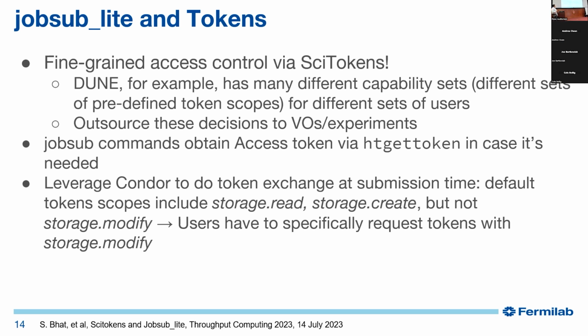The Jobsub commands will then obtain the access token via HTGetToken in case it's needed. And we also leverage Condor to do a token exchange at submission time. So this is yet another guardrail that we're able to build in.